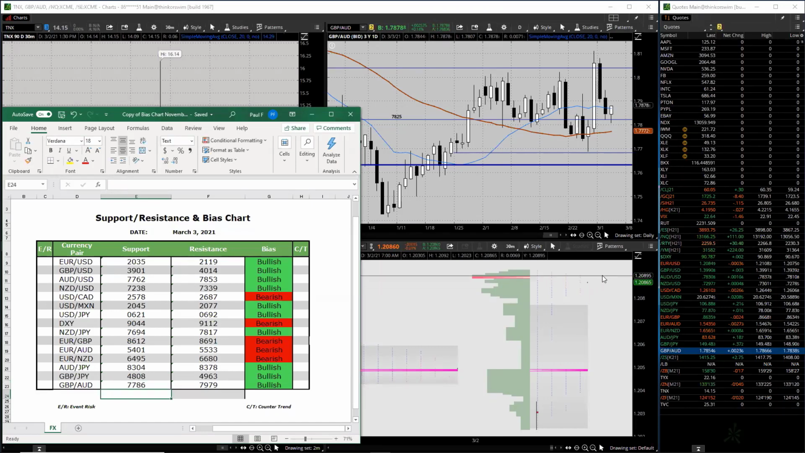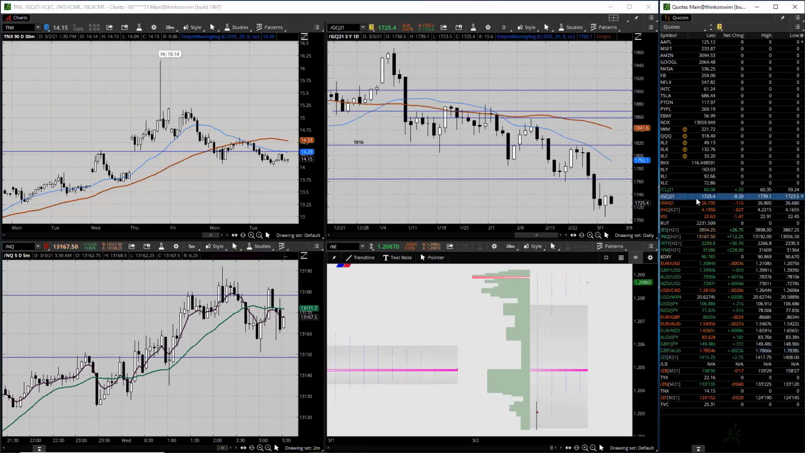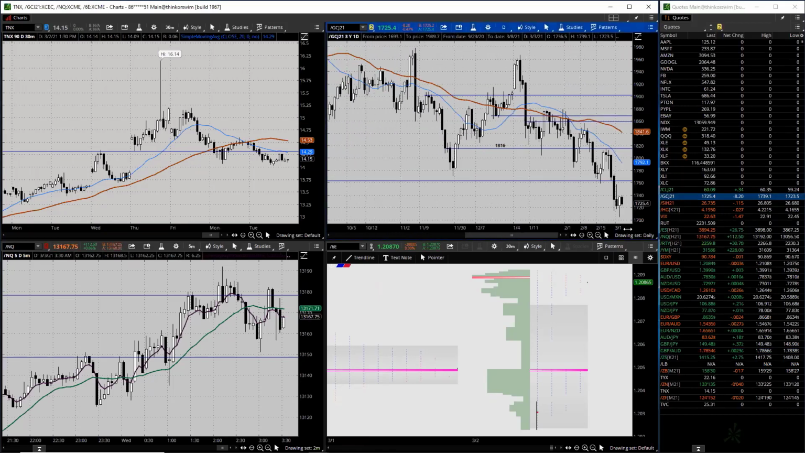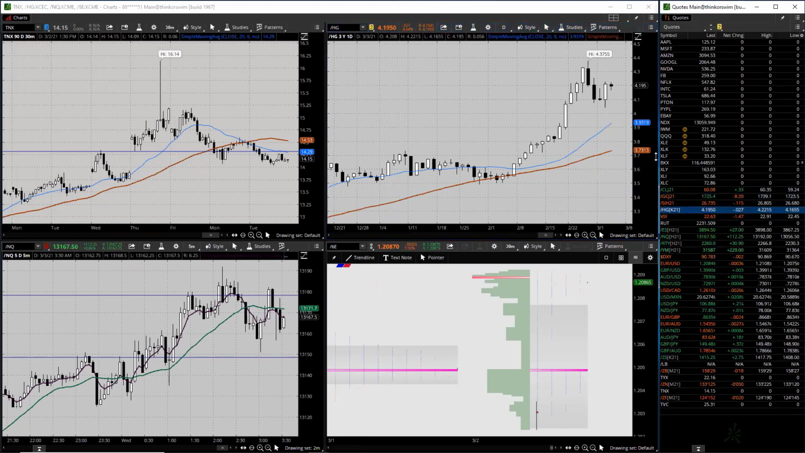And there's the bias chart complete. And we'll just take a quick look at where gold is. Still hugging near these lows. Copper has tried to move back up a little bit.